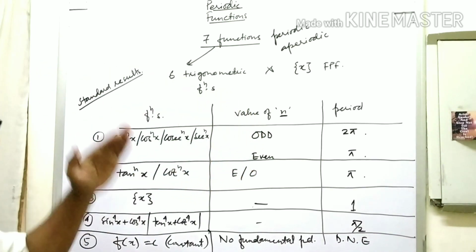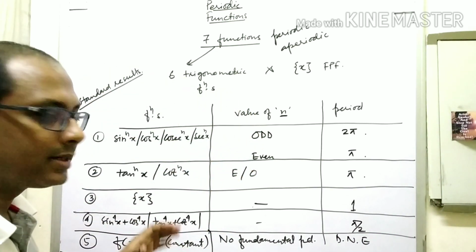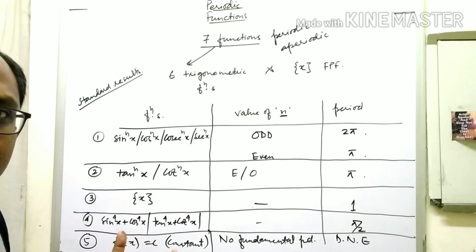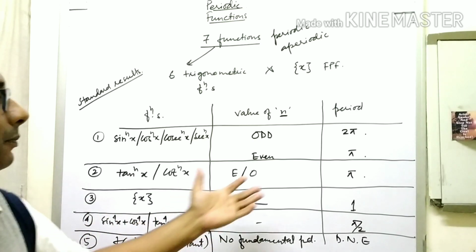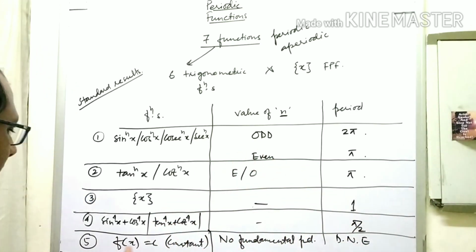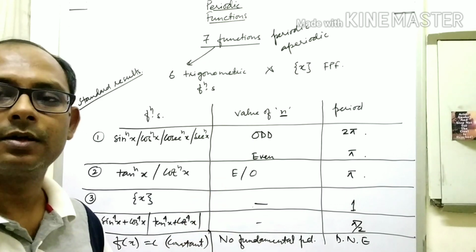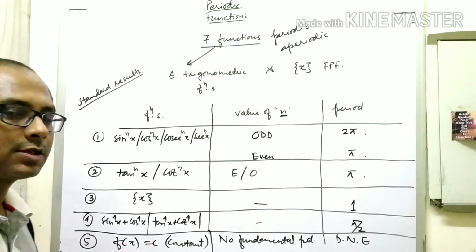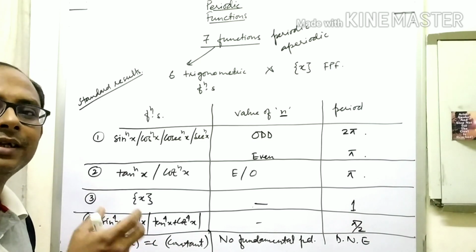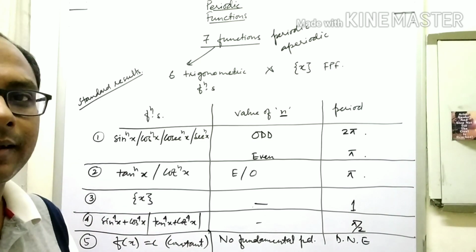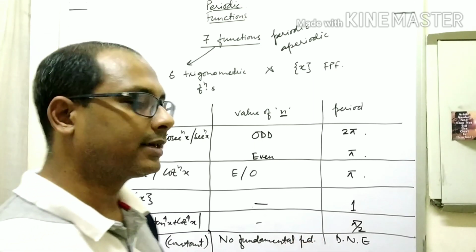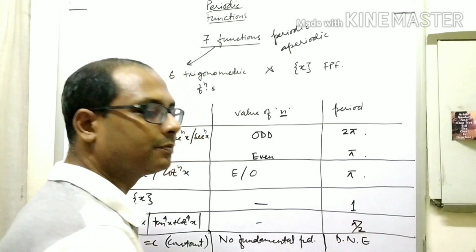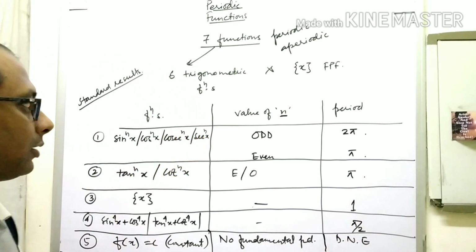Okay, so these are the few things, along with, I'm extending this table again. These are few things we need to remember before we proceed with the periodic function. Constant function does not have a fundamental period, and period does not exist. Sin square x plus cos square x, we know it to be equal to 1, so ultimately it will act like a constant function. So in that case we'll say that there is no fundamental period, so period does not exist. Okay, that will be the answer.